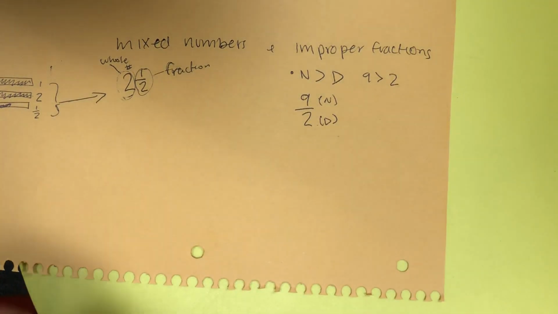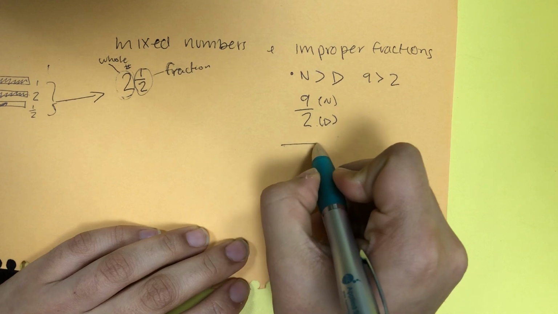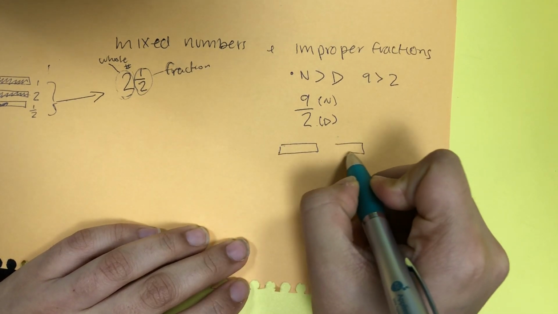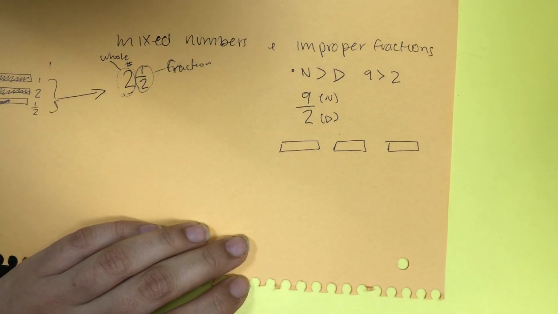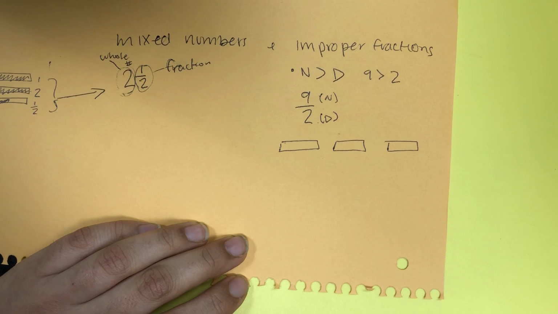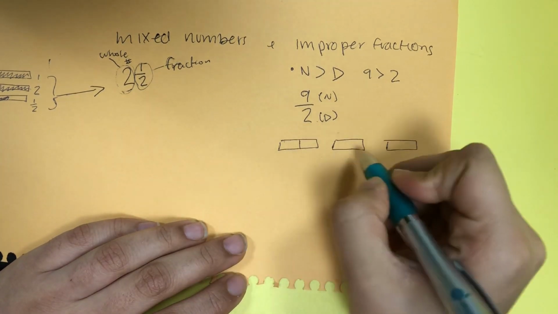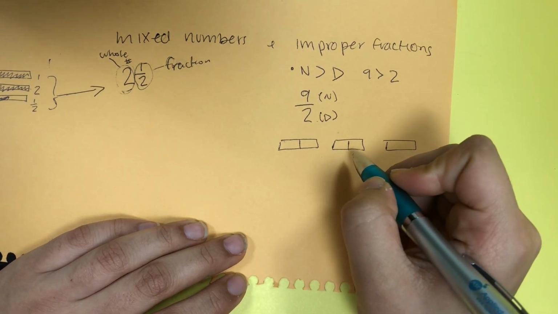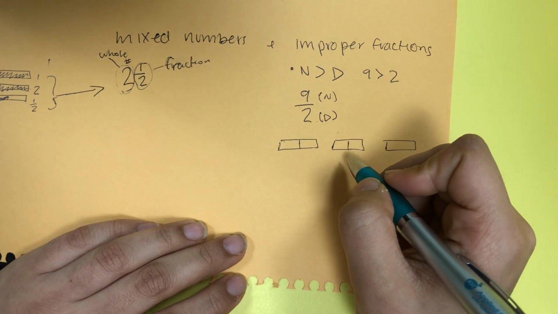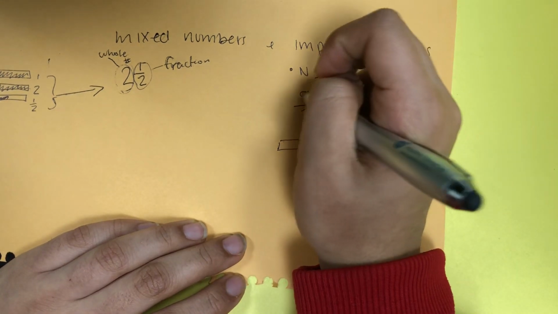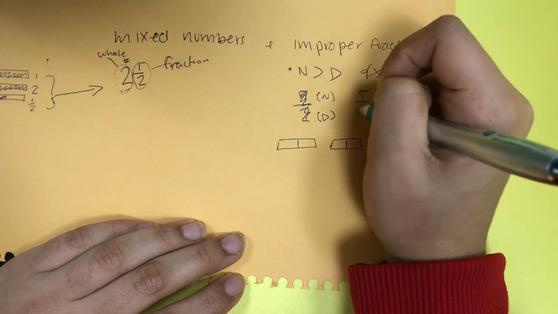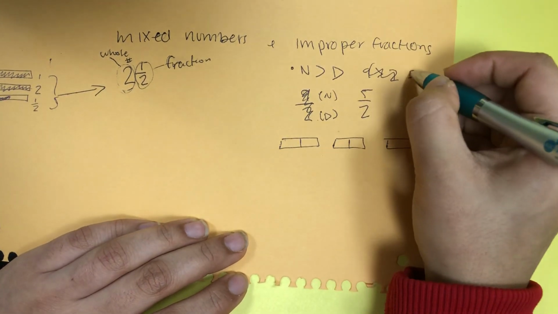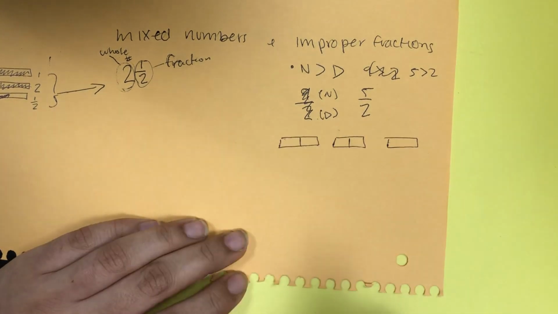So in the same case with the quesadilla, we have 3 quesadillas, and we're saying we ate 9 halves. So, wait, that does not make sense. Oh, forget this. This is not 9 halves. This is 5 halves. My bad. It's 5 halves. 5 is greater than 2. So just pretend that was never there.